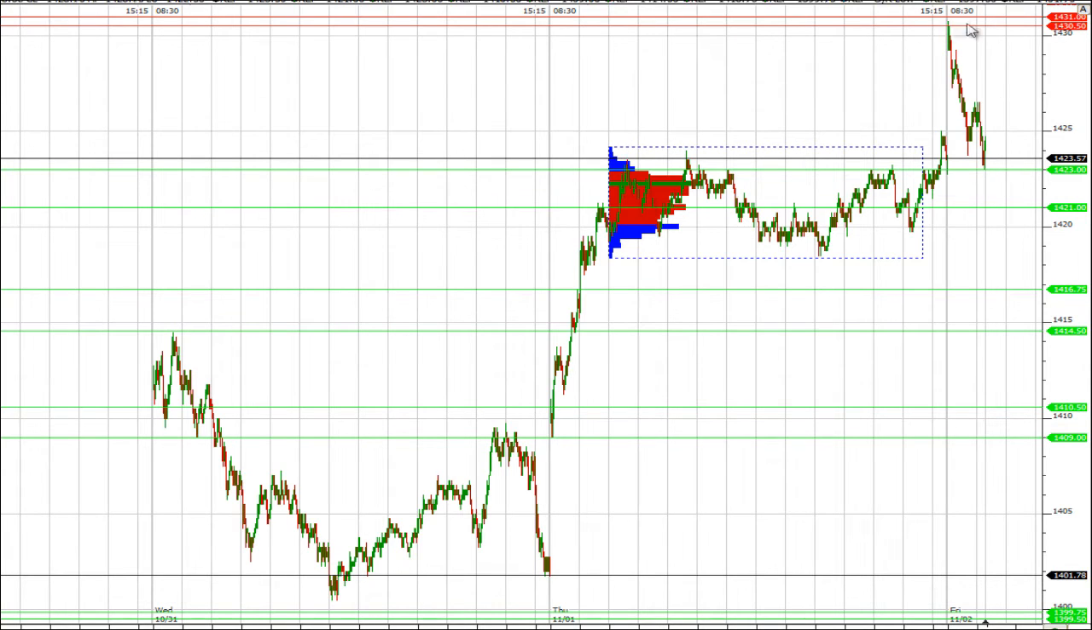Now, if you had just put a 2 point stop above this zone, which would also make sense because if we shoot right through it, then you don't want to stay short.